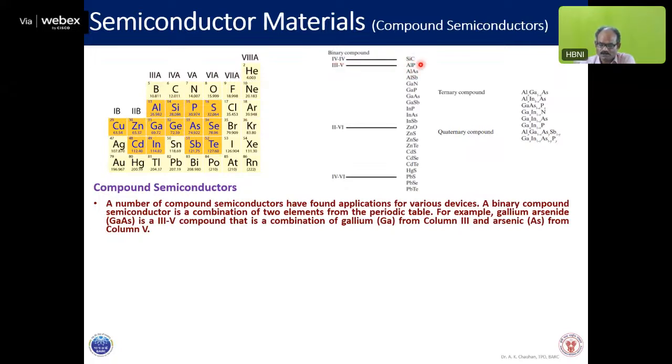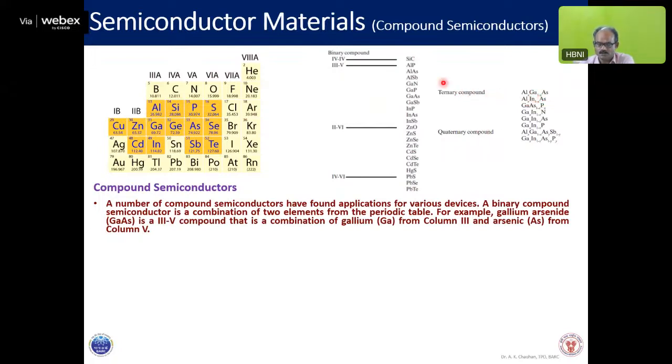Then 3,5 compounds, which are aluminum phosphide. Similarly, these are examples of 3,5 elements. Then you have 2,6 elements, zinc oxide, and so on. Then you have 4,6 elements also, like PbS, PbSe, PbTe. These are binary compounds, meaning two elements are joined together and made to behave like a semiconductor. Ternary compounds are where there are three elements.